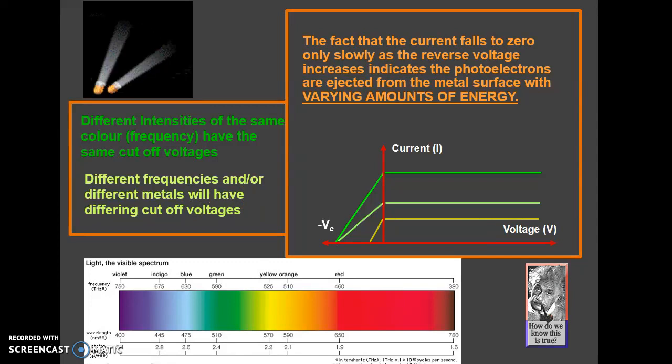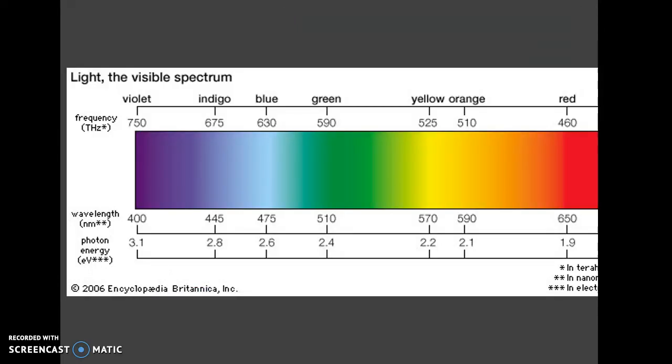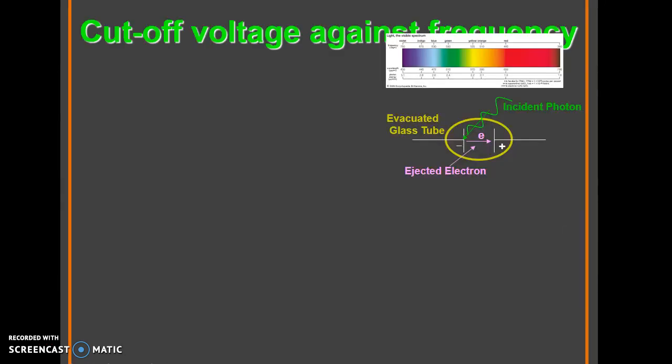And that could be a different metal again. Just to keep in mind that frequency is inversely proportional to wavelength. So you look over here at violet. Violet has a large frequency in comparison to red light, and the wavelength over here is smaller in comparison to red light again. So as you decrease the frequency, you're increasing the wavelength. Keep that in mind. So we're going to look at the cutoff voltage against frequency.